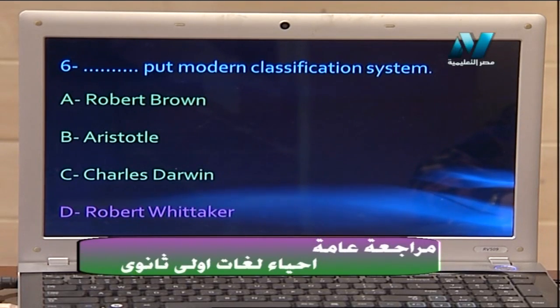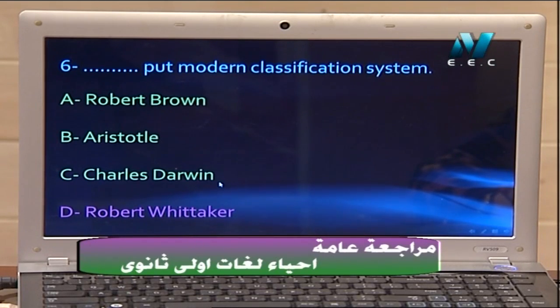We studied before that we have some scientists who talked about classification. The first one, Aristotle, here not a scientist. Aristotle classified living organisms into red blood animals and bloodless animals. But Robert Whittaker was the first one who made a classification of most of the living organisms. He classified living organisms into 5 kingdoms: Monera, Protista, Fungi, Plantae, and Animalia.